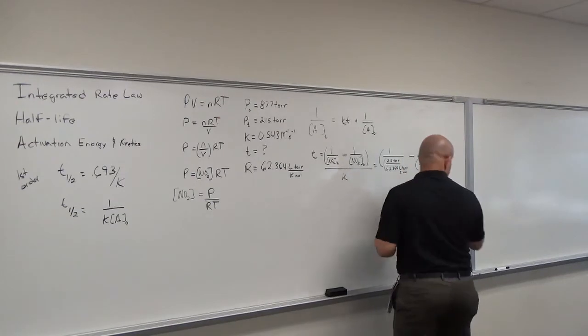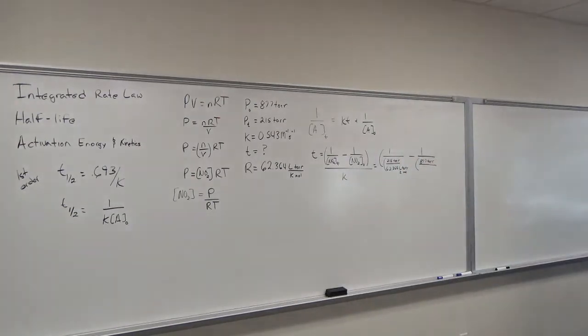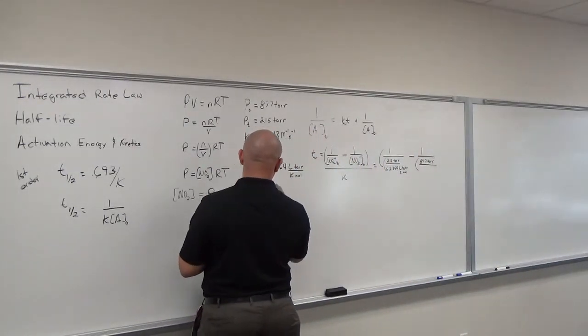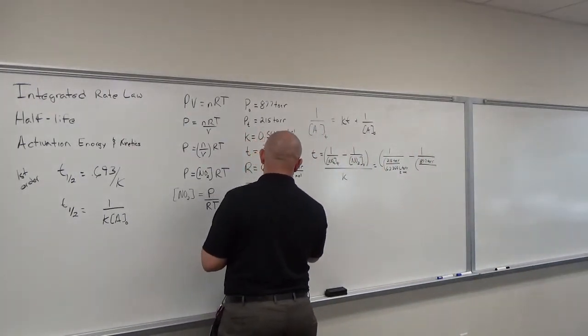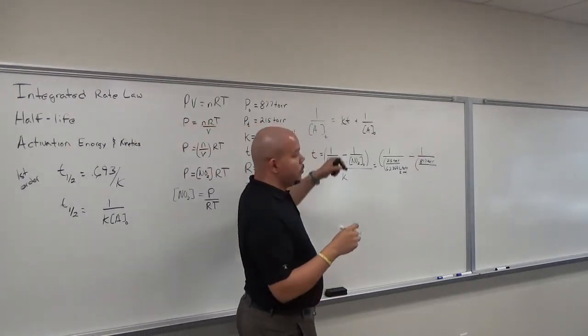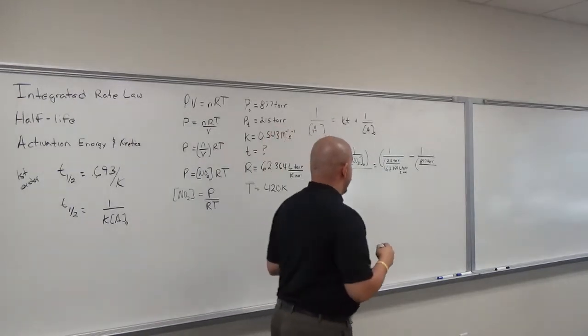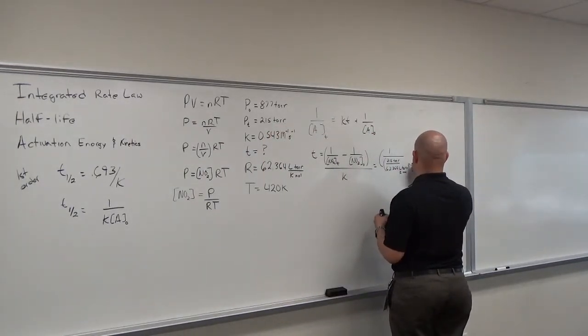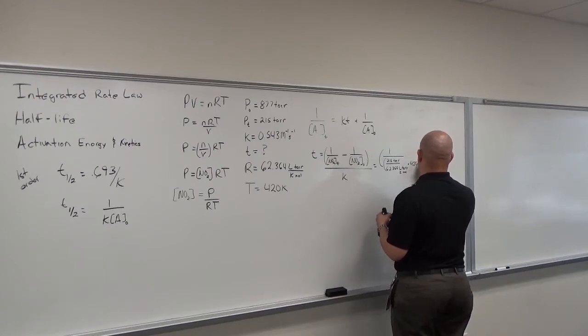Temperature was given to us to be 420. Yeah, sorry, I didn't put the last variable, temperature. Now, the only reason we need temperature in this one is because we're showing this relationship, right? Otherwise, we don't use temperature. So this should be times 420 Kelvin.